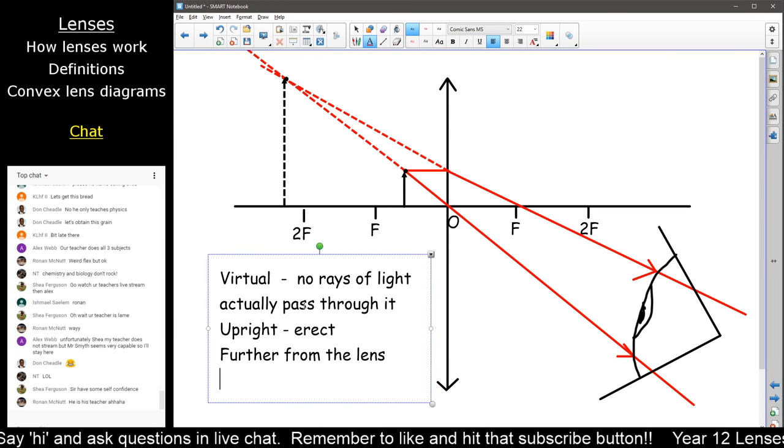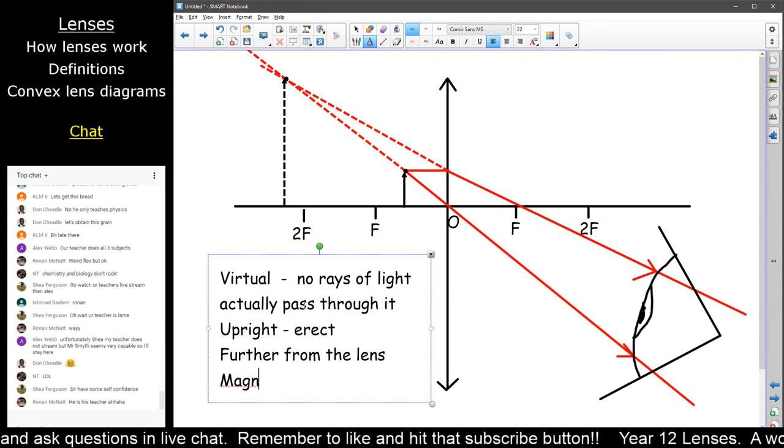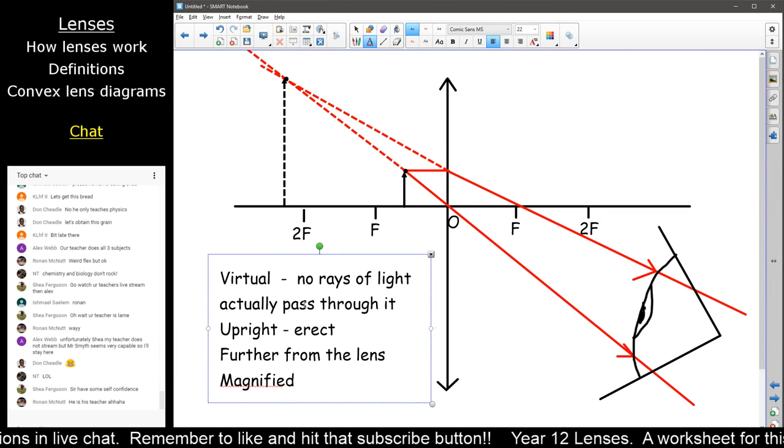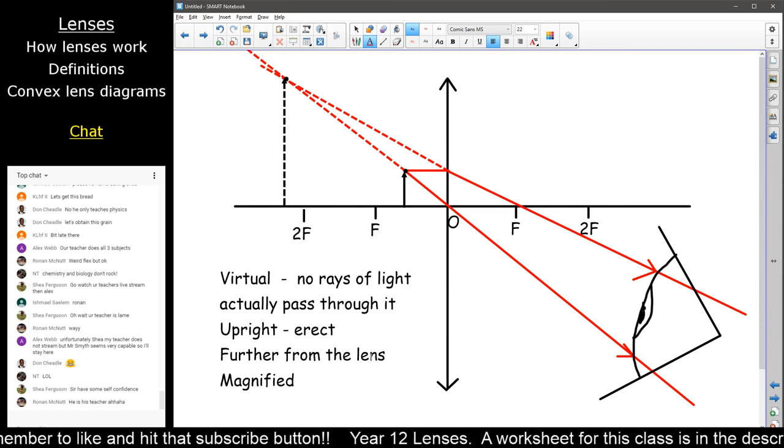Okay, and of course the real reason here that we're using it is it's magnified, M-A-G-N-I-F-I-E-D, and it's magnified on the same side of the lens as the object. Okay, so it's further from the lens and it's on the same side as the object. So this is how a magnifying glass is useful, different to it being a magnified image on a projector, which has the object on one side of the lens, the image on the other side. This has to have it on the same side.